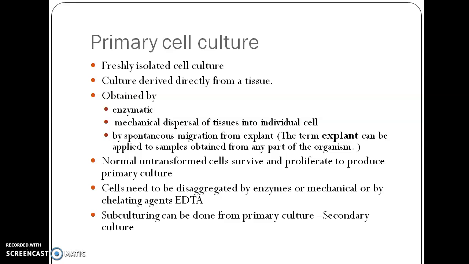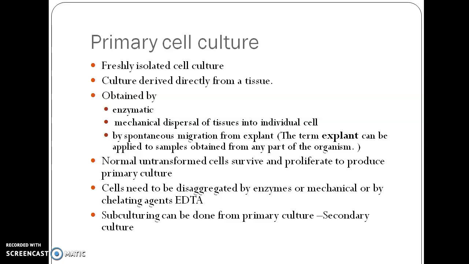Most normal untransformed cells survive and proliferate to produce primary culture when attached to a substrate, but these cells need to be obtained by disaggregation. Disaggregated cells can be grown in suspension to produce the primary culture. Disaggregation means separation from the tissue. The cells should separate from it.